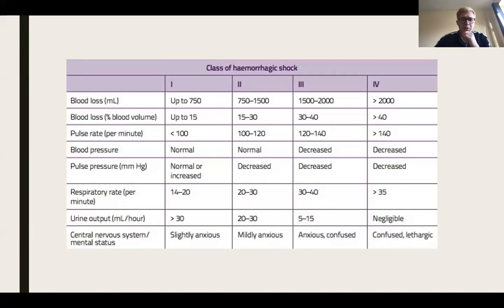So we think this patient's probably in hemorrhagic shock due to this low BP, hypotension, and the high heart rate. So what stage do we think the patient might be in hemorrhagic shock?